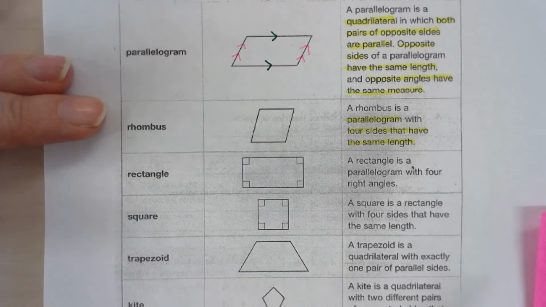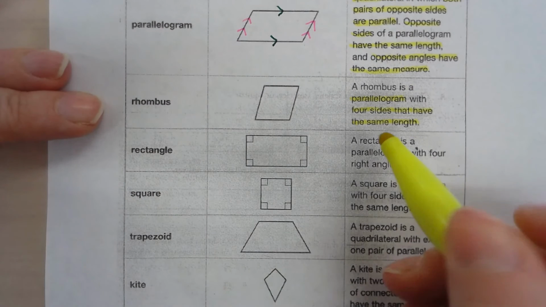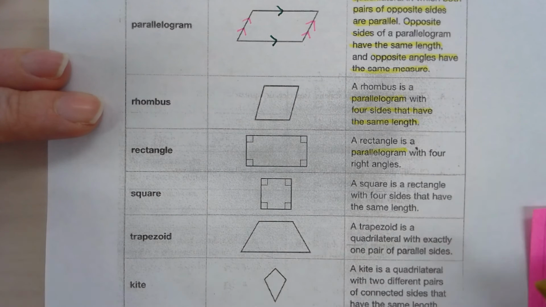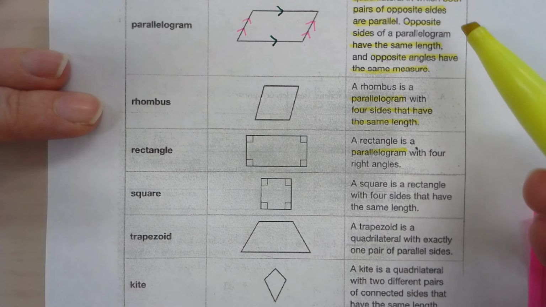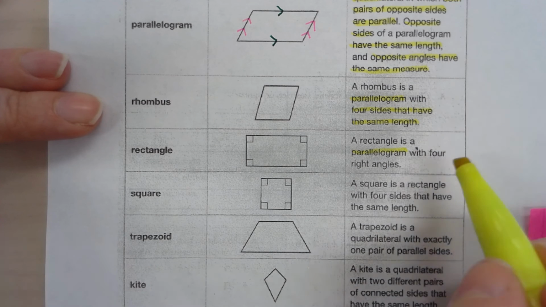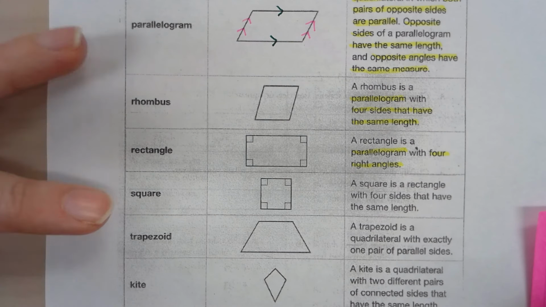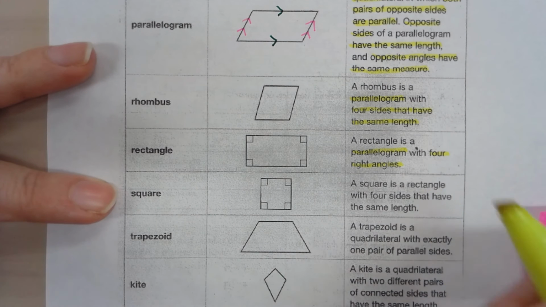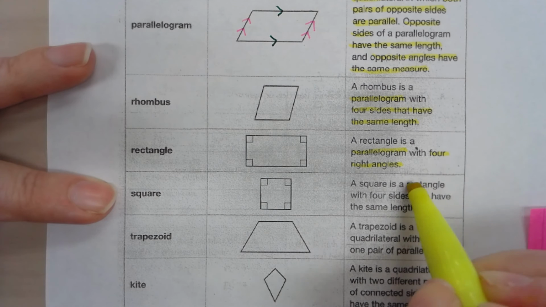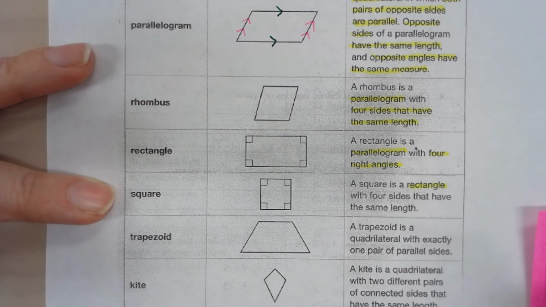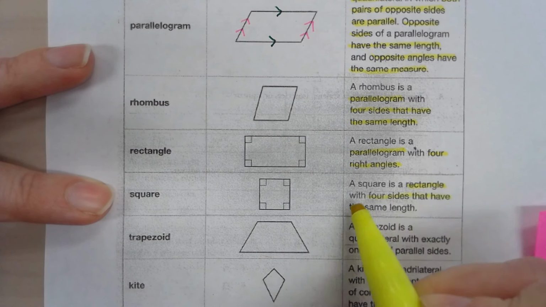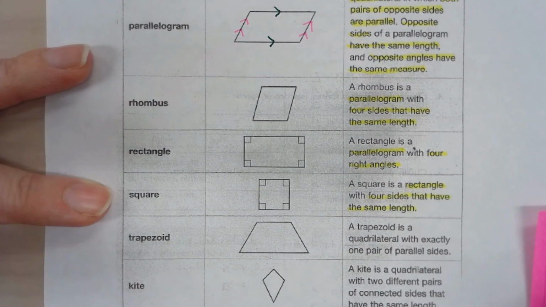Now, let's go to rectangle. A rectangle, again, boys and girls, is a parallelogram. So it fits all the definition of parallelogram that we put up here. But it has the addition that it has 4 right angles. Now let's go to square. A square is a rectangle, so it fits all the definitions of rectangle, but it has 4 sides that have the same length.